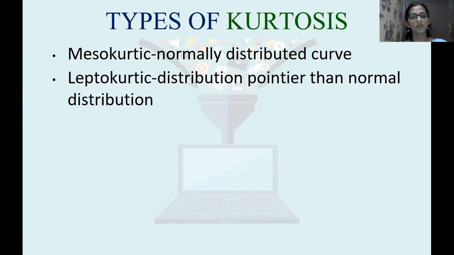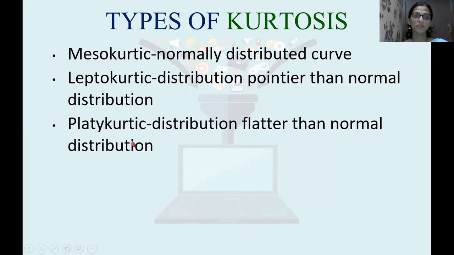And the second one is the leptokurtic distribution. This distribution is pointier than the normal distribution. ಅಂದ್ರೆ kurtosis value will be greater than 3. And the third type of distribution is platykurtic. That means the distribution is flatter than the normal distribution, and the value of kurtosis will be less than 3.